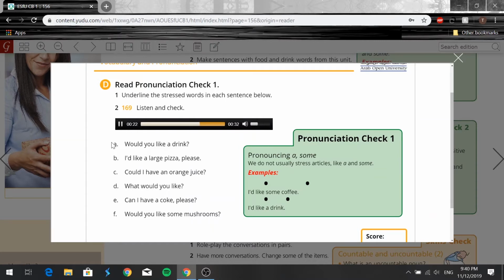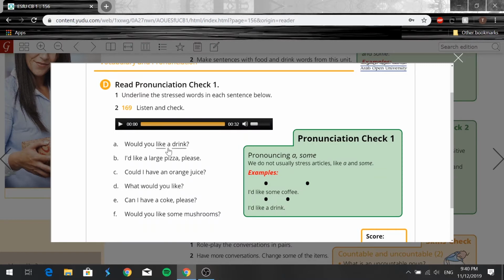D. What would you like? E. Can I have a Coke, please? F. Would you like some mushrooms? Okay, so again, would you like a drink? The stress will be on the words like and drink.